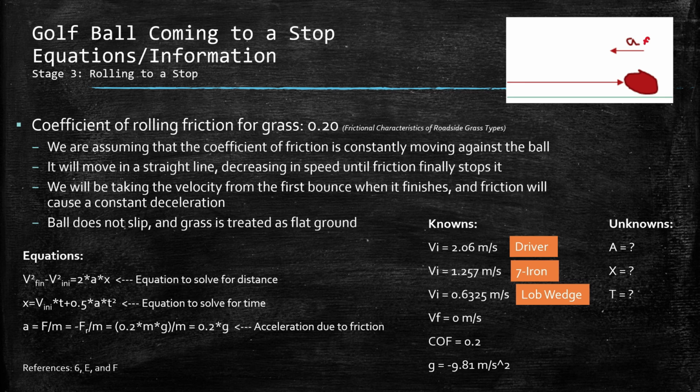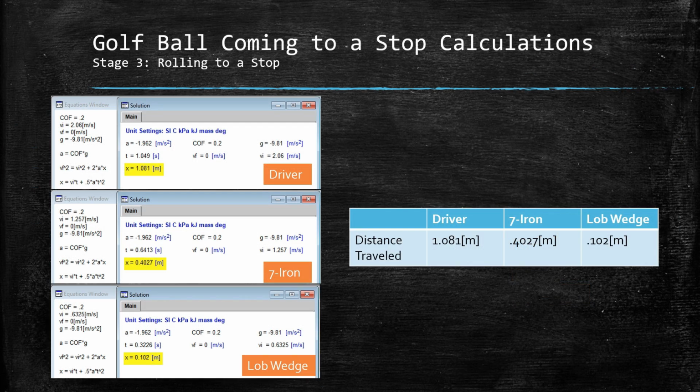We know the initial velocities for all three clubs, or ball swings, the final velocity, the coefficient of restitution, and gravity. We want to solve for the acceleration of the ball, the displacement, and the time it takes to stop. Yet again, we choose to use EES to show how we did our calculations. And as you can see, we're able to calculate the distance that the ball rolls on the ground before coming to a stop for each golf club.